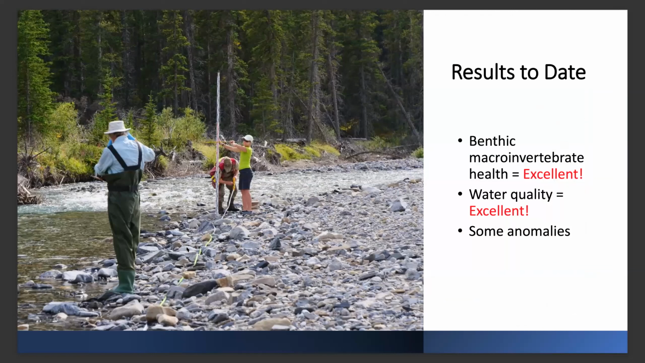So what did we find? So far, we've got the DNA results back for both years, but we only have it back from 2020. We're expecting it for 2021 at any time. The overall benthic macroinvertebrate health was excellent, with one exception, and all of them were very high. So that ratio of good bugs to bad bugs was very good. And the water quality from a chemistry point of view is also very good.